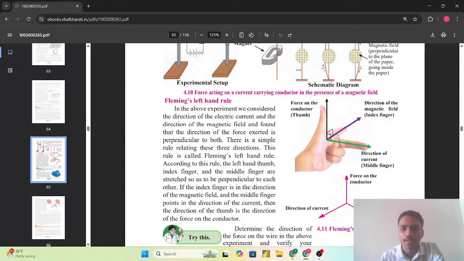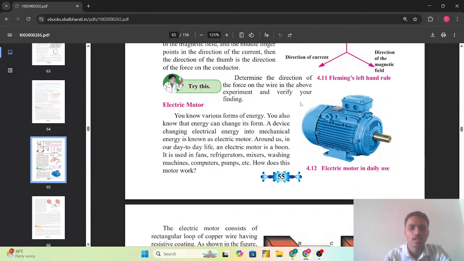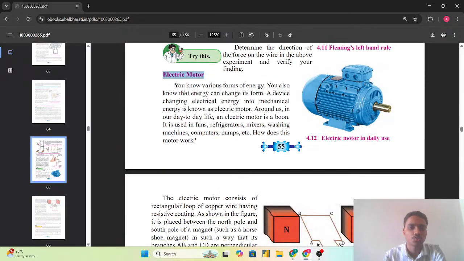So here the index finger is basically showing the direction of the magnetic field. Then the middle finger is showing the direction of the current, and the thumb is the force on the conductor. So this rule is basically used in the application of the electric motor. So you know various forms of energy. You also know that energy can change its form. A device changing electrical energy into mechanical energy is known as the electric motor. So in the electric motor, the electrical energy is converted into the mechanical energy.